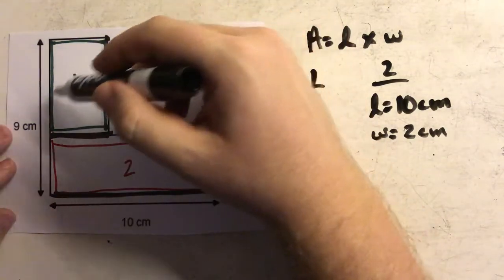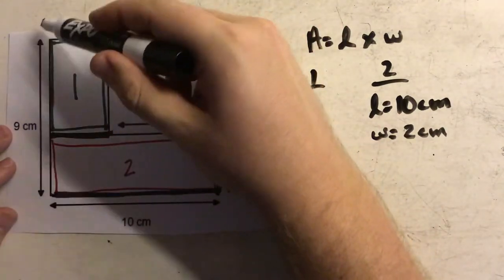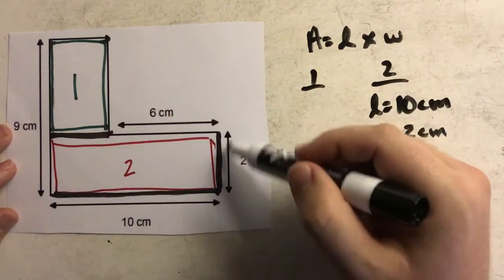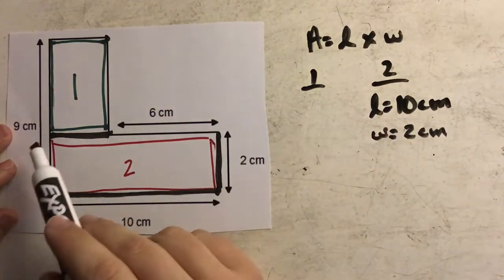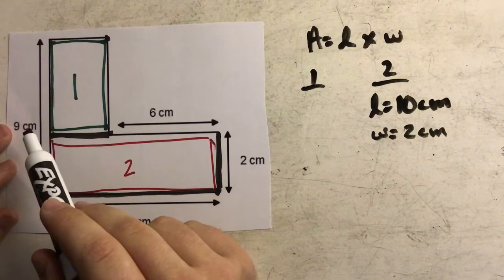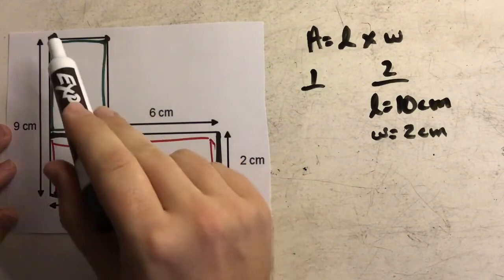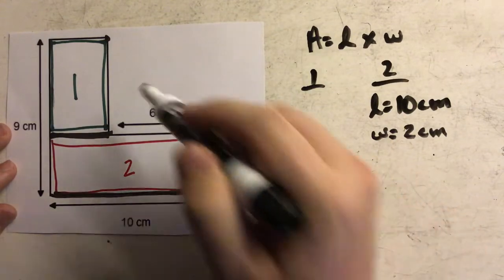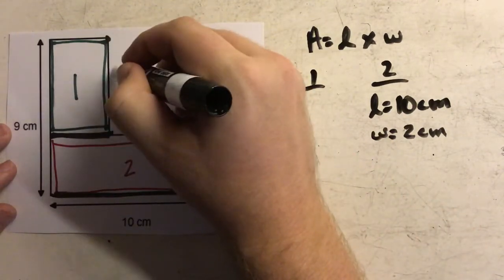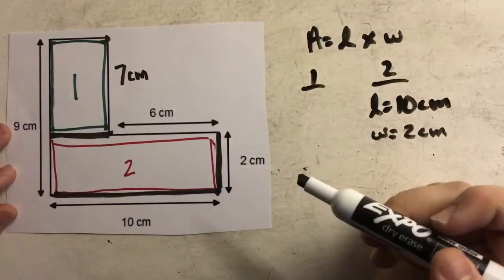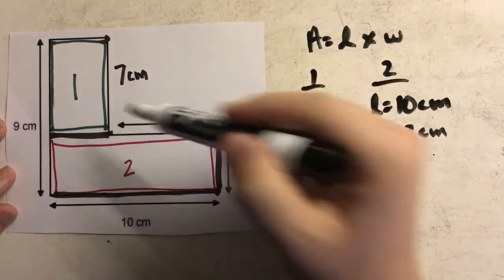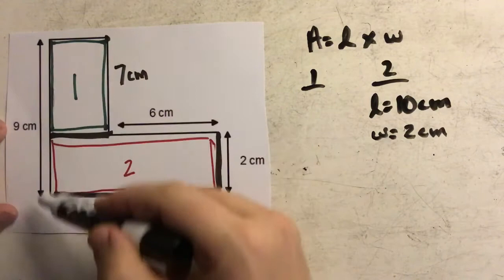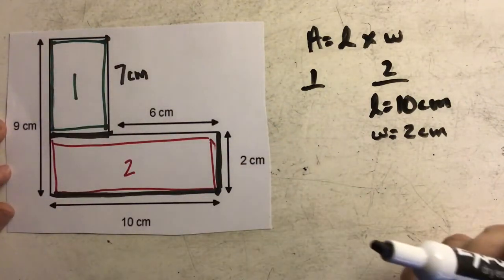I see here that this whole line is 9, but I'm missing this section right here. So this section needs to be subtracted from this section to give me the missing length. So 9 minus 2 centimeters would make this length 7 centimeters. So this length plus that length, 7 plus 2, would give me 9, that length on that side.